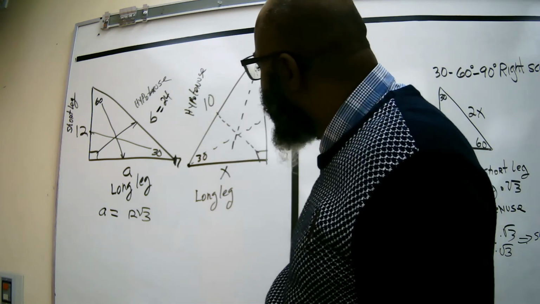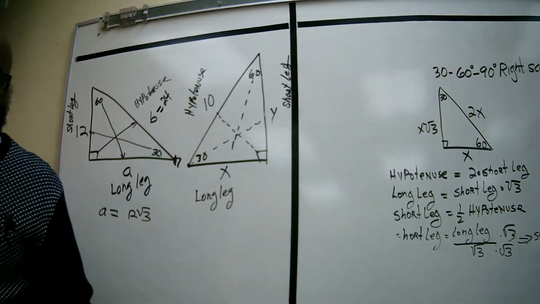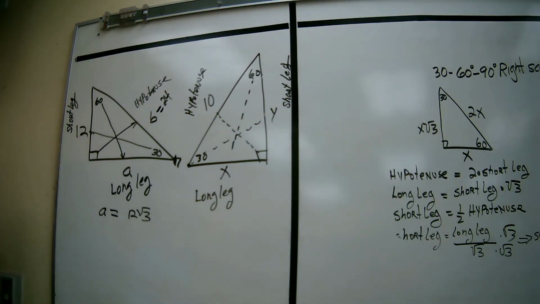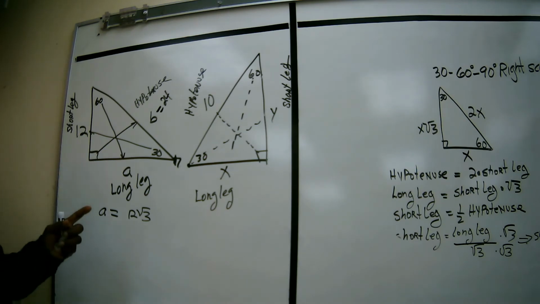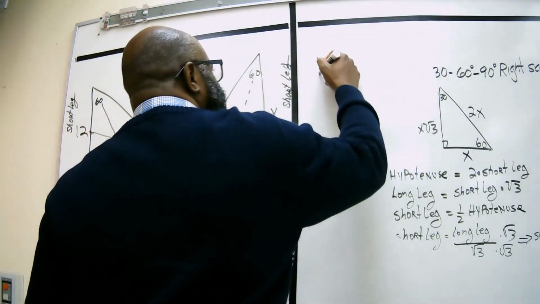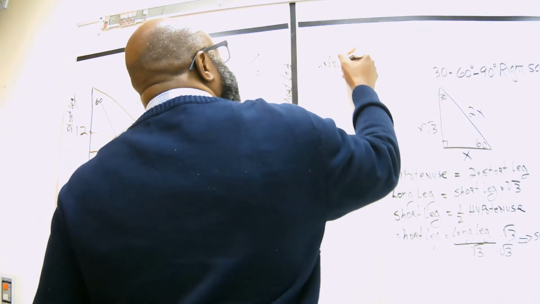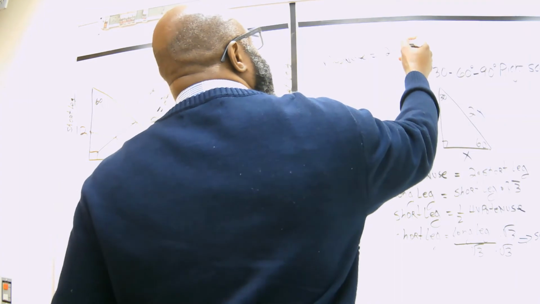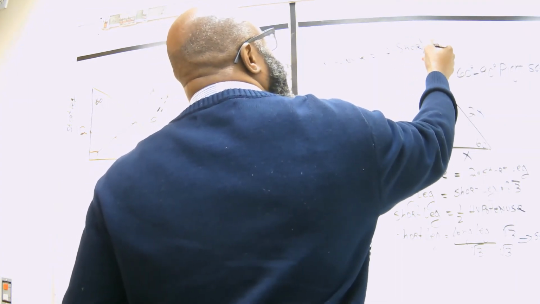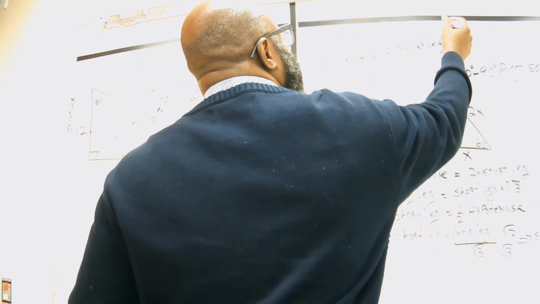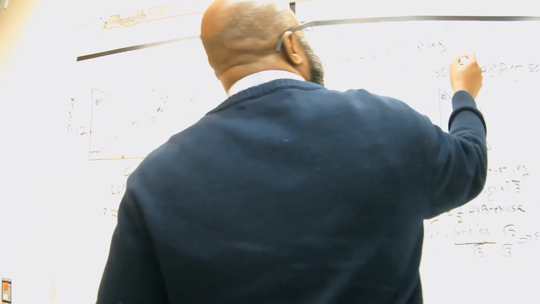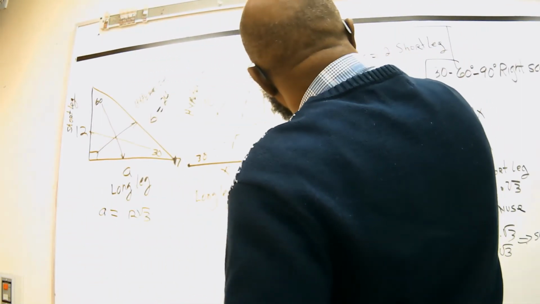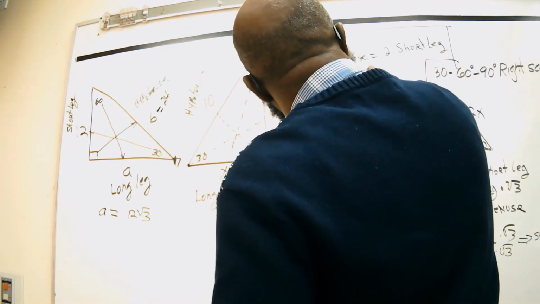There's a special relationship between the hypotenuse and the short leg. So the short leg is half of the hypotenuse, or the hypotenuse is 2 times the short leg. Right? Let's use that formula so we can see it: hypotenuse is 2 times short leg. This is one of the formulas. Then I know what the hypotenuse is. The hypotenuse is 10. Then I will have 10 equals 2 times the short leg.